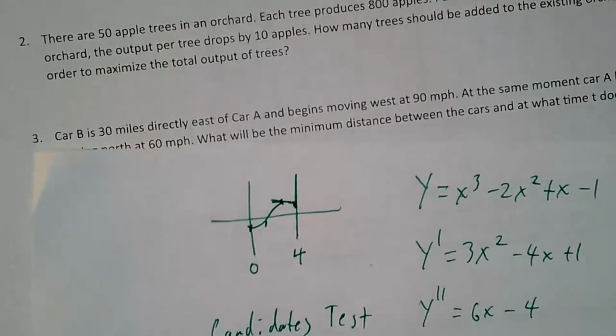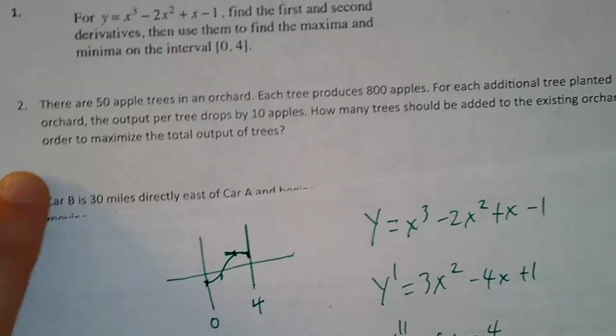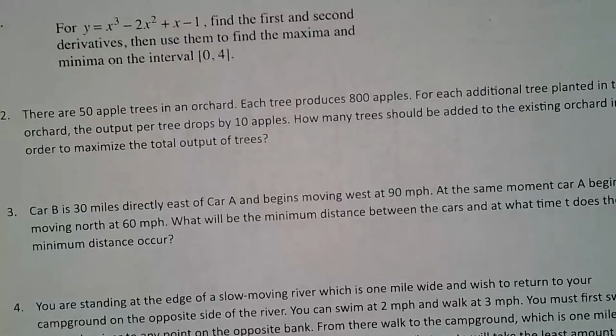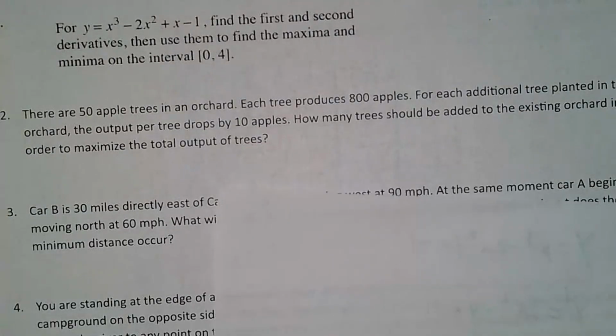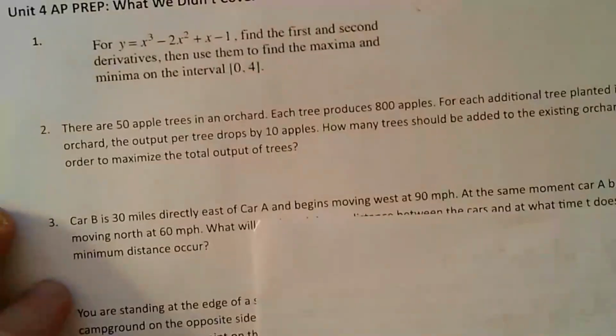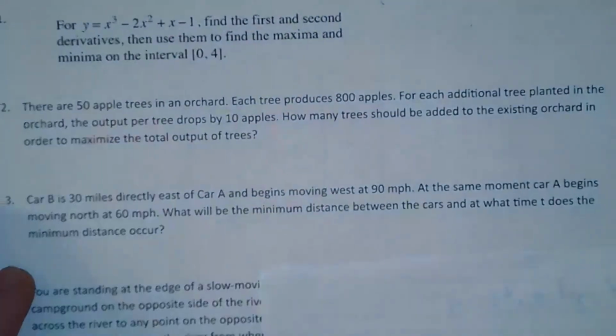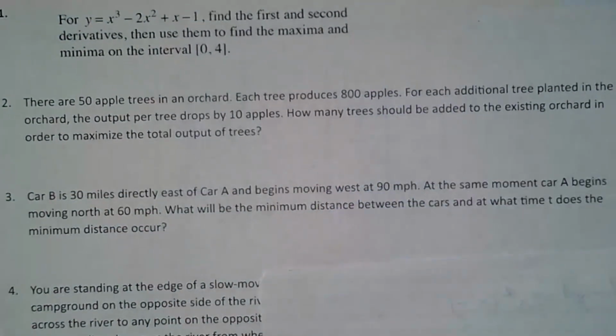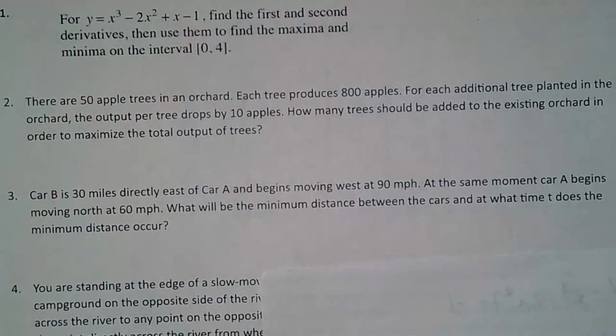We are moving on to number 2. There are 50 apple trees in an orchard. Each tree produces 800 apples. For each additional tree planted in the orchard, output per tree drops by 10 apples. How many trees should be added to the existing orchard in order to maximize the total output of trees?